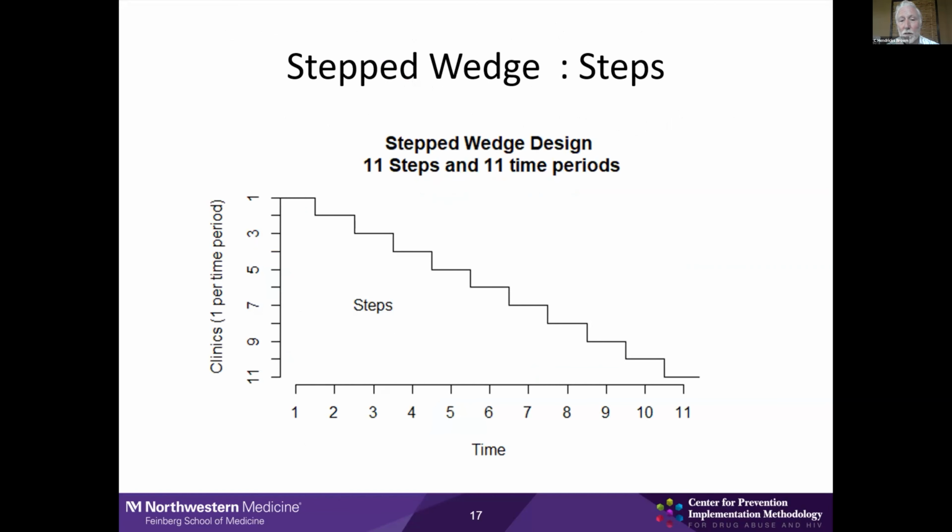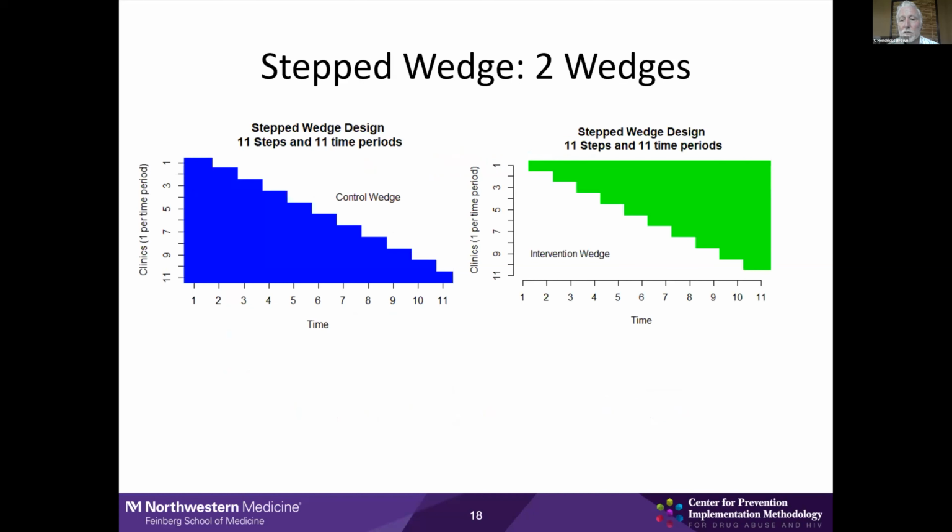So what does a step wedge look like? Abstractly, it has steps. So you can see in this last diagram, we had steps in here. This is 11 steps. And it has two wedges. These are complete wedges. One is the lower triangular control wedge, and then an upper triangular intervention wedge.